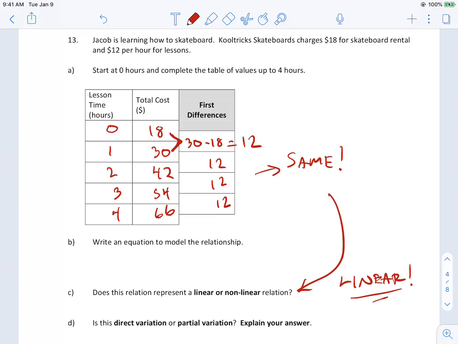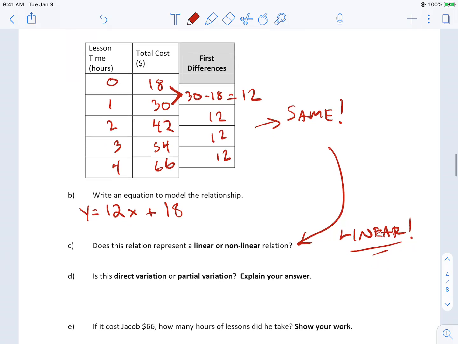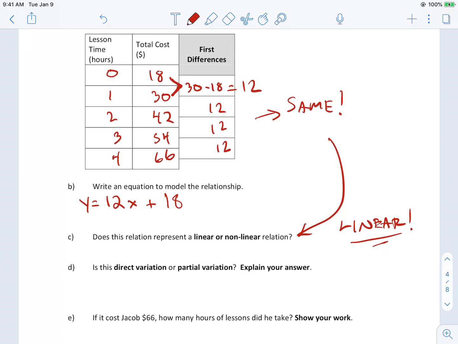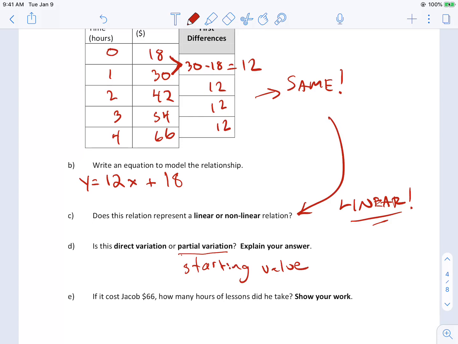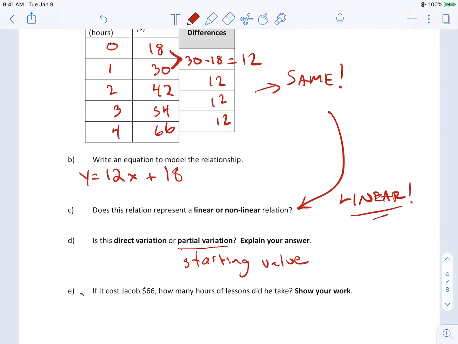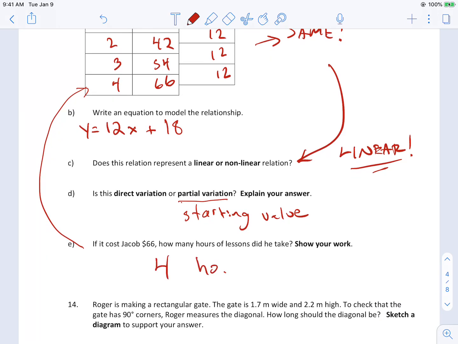So now if I wanted to write an equation, well, y equals mx. What's my slope here? It's my rate, which is 12x. And what's my starting value? Well, we said when you don't have any expense or any time in your lessons, it would still cost you 18 bucks. Okay, this is what we call a partial variation because there is a starting value. You will not have to know that for this course. Now, if it cost Jacob $66, how many hours of lessons did he take? Well, luckily we have it right there. It took 4 hours.